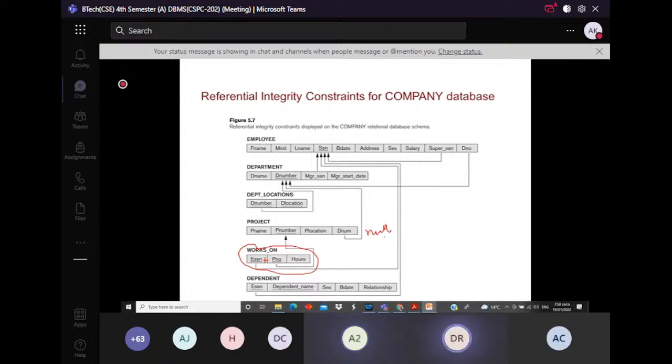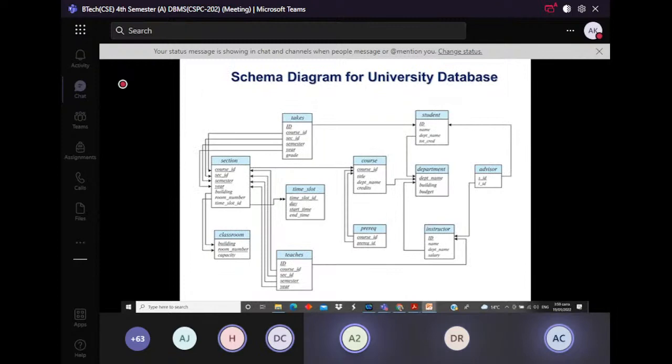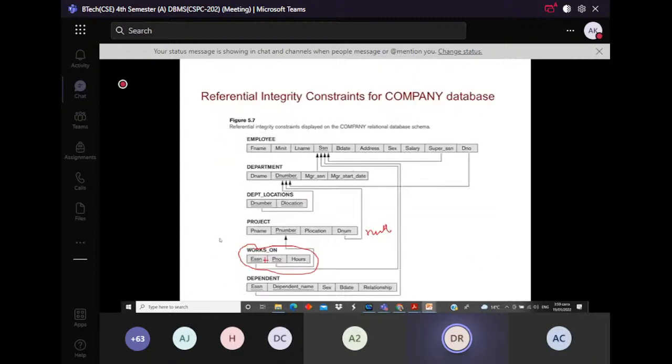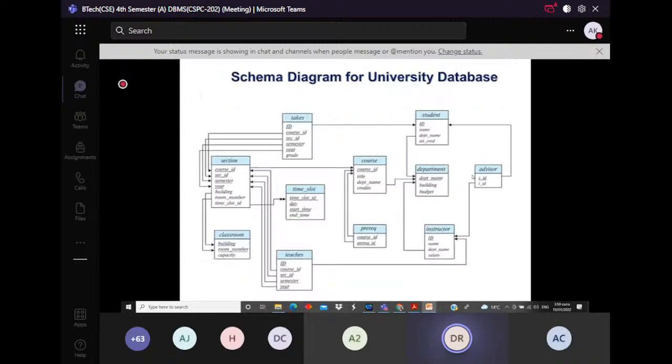Yes, concept of primary key, foreign key and domain integrity constraints is clear to you? Okay. So you can see here each relation schema can be displayed as a row of attribute name. The name of the relation is written above the attribute name. The primary key will be underlined. A foreign key constraint is displayed as a directed arc from the foreign key attribute to the referenced table. Can also point the primary key of the referenced relation for clarity. So this is the way how to just describe your relational database schema.